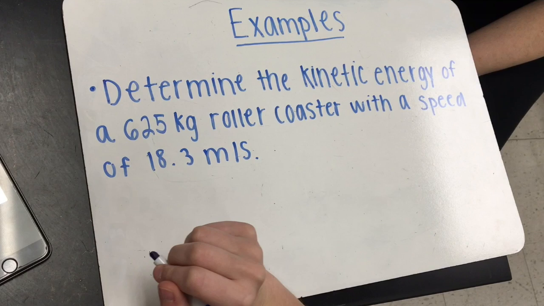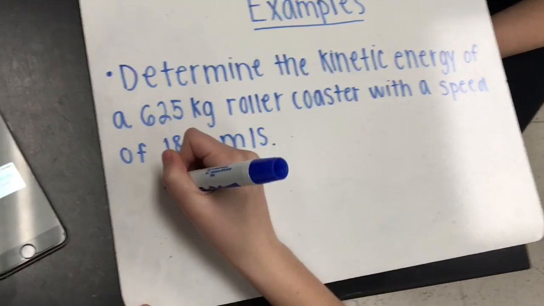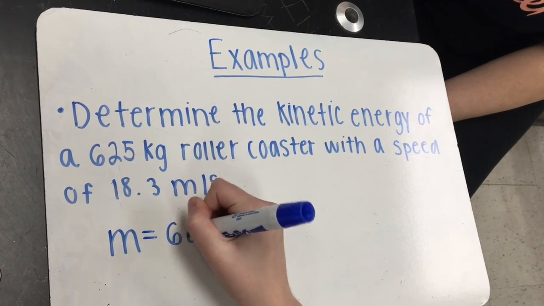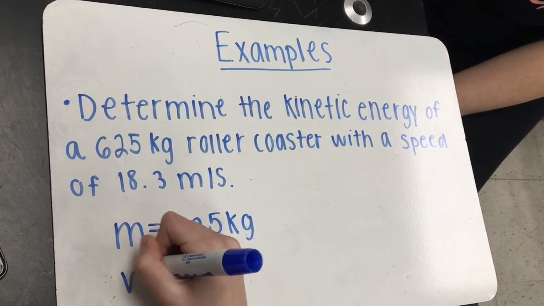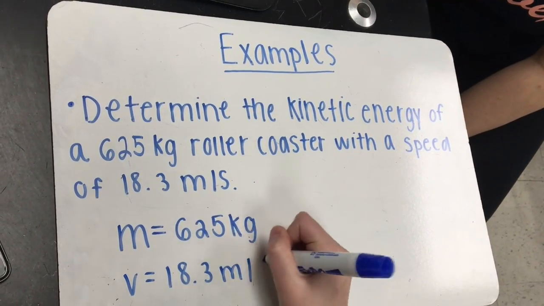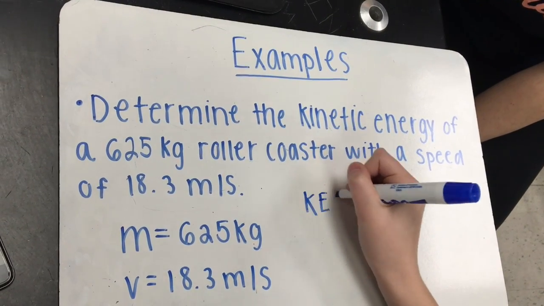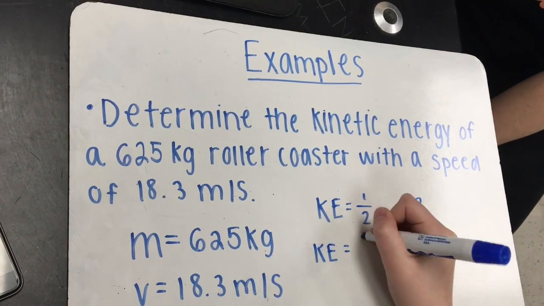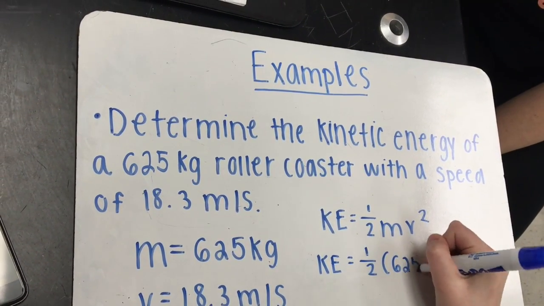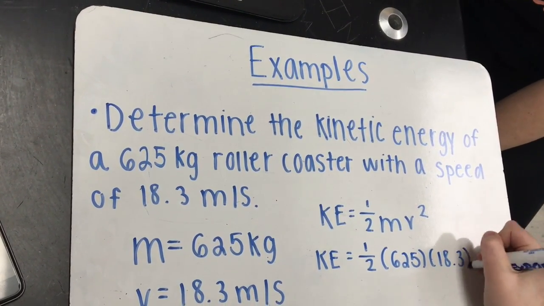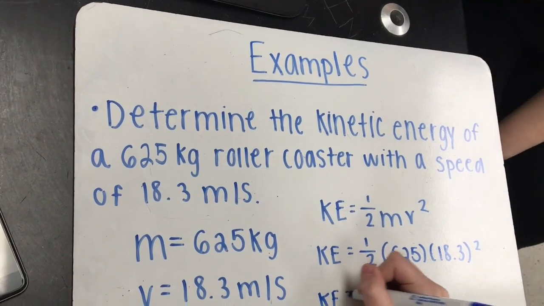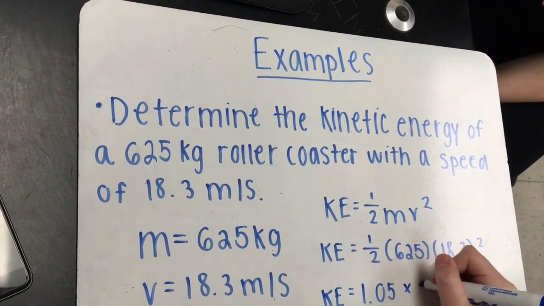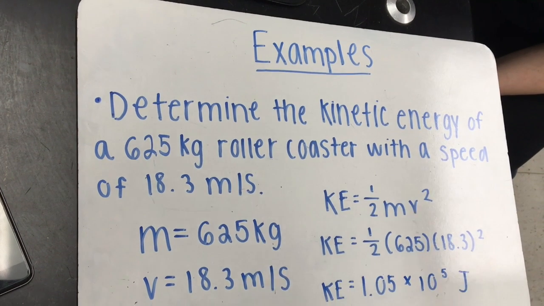So here's an example. Determine the kinetic energy of a 625 kilogram roller coaster with a speed of 18.3 meters per second. Plug in your variables into the kinetic energy equation. Your mass is 625 kg and velocity is 18.3 meters per second. After you plug this into your calculator, you will get 1.05 times 10 to the 5th power.